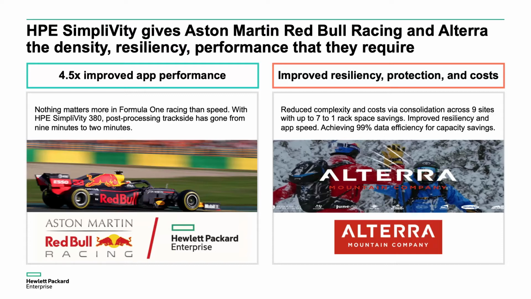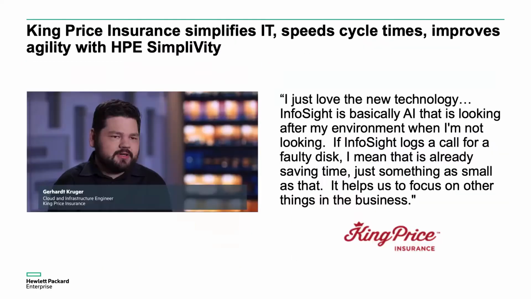Alterra is improving their overall operations across multi-site. They're spanning 9 sites across North America. They actually run ski resorts across the country, and they've seen rack space savings as well as operational improvements in their resiliency in DR. And then finally, on the InfoSight side, we have a customer in the finance vertical, King Price Insurance. They're a very innovative insurance provider down in South Africa, and they're growing rapidly, 60%.